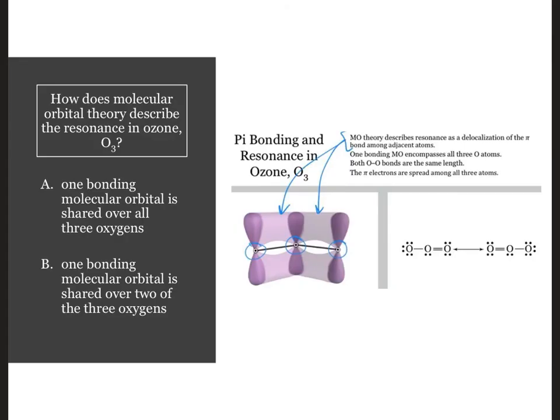All right, last question. You guys did really good on this one. How does molecular orbital theory describe the resonance in ozone, O3? So we've got this O3 molecule, and we've got our good old-fashioned valence bond theory here. And then we've got our MO theory here. And MO theory shows that one bonding MO is shared over all 3 oxygens. That's how it describes this as having the same bond lengths.